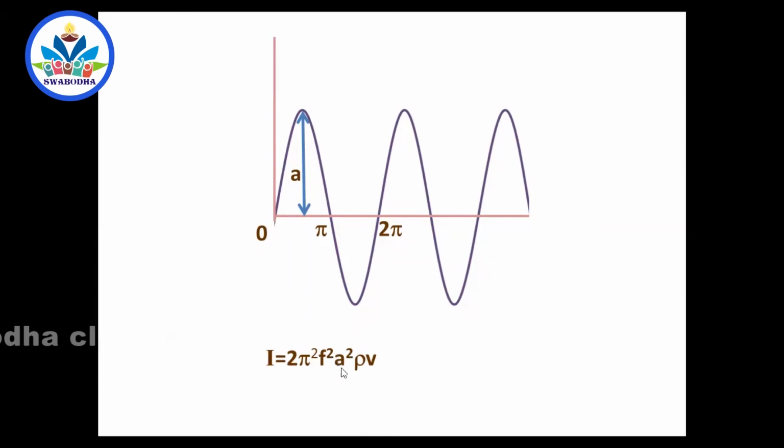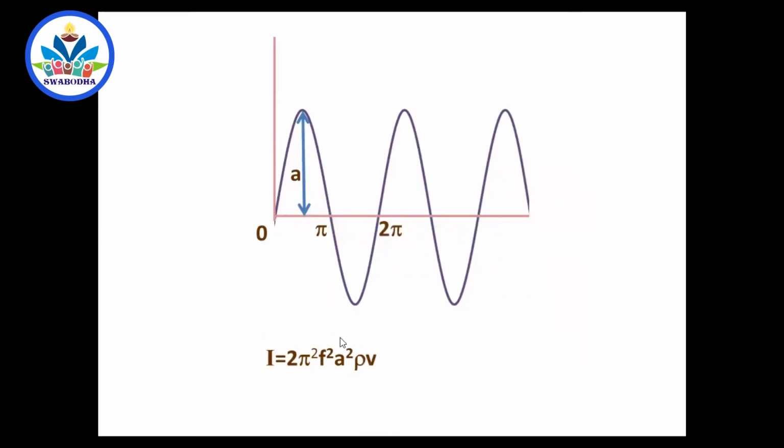Why, sir? Only this term is enough? Why? What about frequency, rho, v? Of course, they are needed. When you study superposition, amplitude, how does it control the intensity? That is the only factor which is needed. Intensity is directly proportional to the square of the amplitude. That is the most important thing that we need.